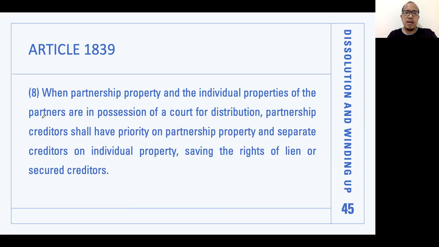Number 8, when partnership property and the individual properties of the partners are in possession of a court for distribution, partnership creditors shall have priority on partnership property and separate creditors on individual property, saving the rights of lien or secured creditors. So for number 8, this is just a repetition of all the lessons that we have learned before. Partnership creditors shall have priority on partnership property, separate creditors, individual property. Siyempre, except kung meron silang right of lien as we have discussed earlier, na nauuna sila.